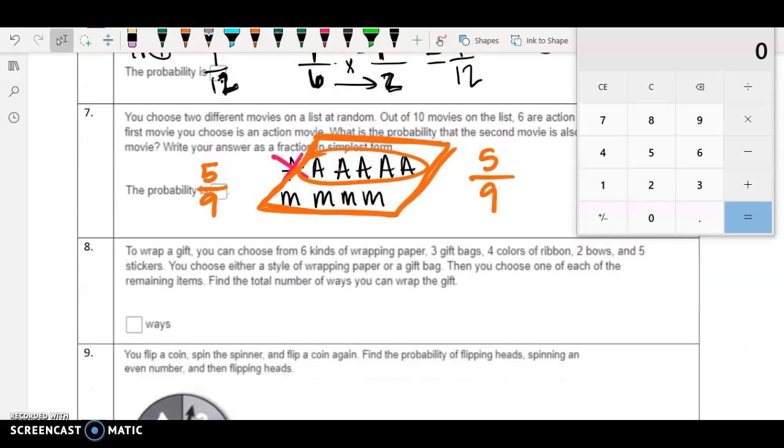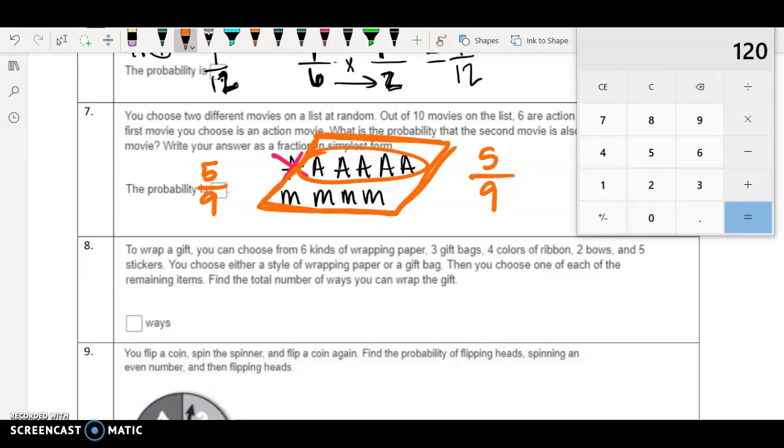All right, to wrap a gift, you choose from 6 kinds of wrapping paper, 3 gift bags, 4 colors of ribbon, 2 bows, and 5 stickers. You choose either style of wrapping paper or a gift bag. Then you choose one of each of the remaining items. Find the total number of ways that you can wrap the gift. So first I have to decide wrapping paper or gift bag. So I'm going to put wrapping paper as one option or gift bag is another option.